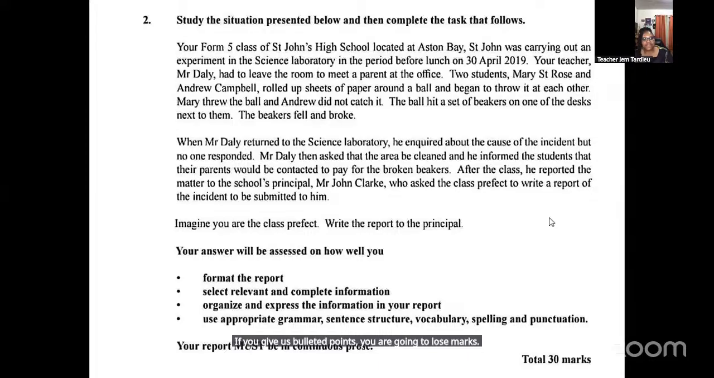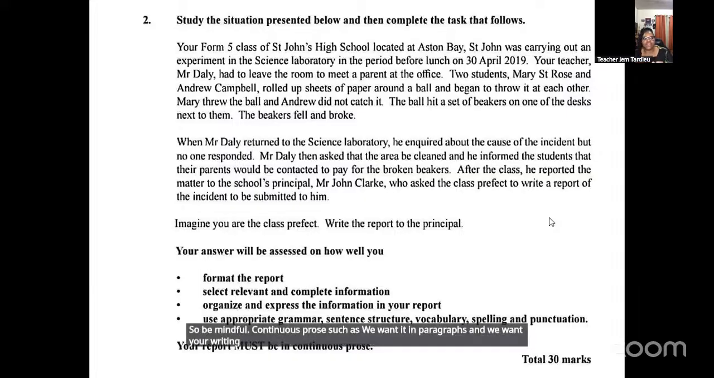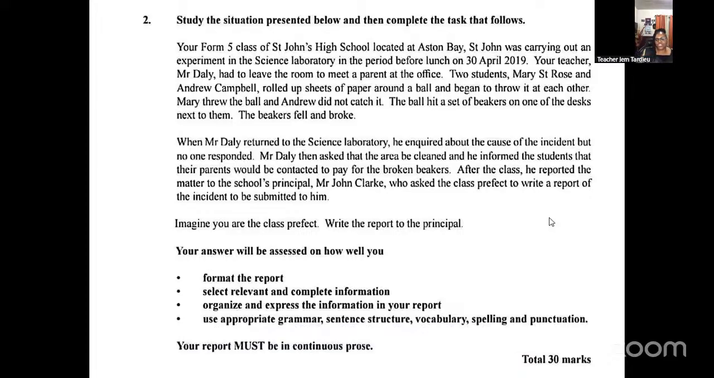So be mindful. Continuous prose suggests we want it in paragraphs and we want your writing to flow with transitional words. So how are we going to structure this?